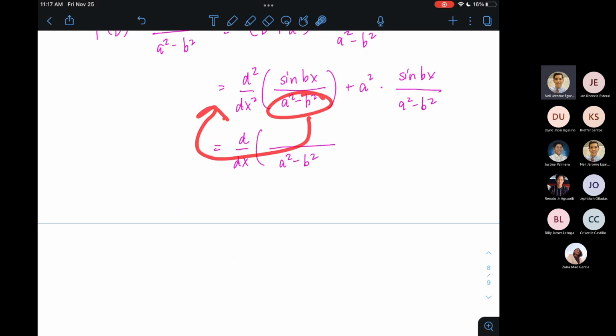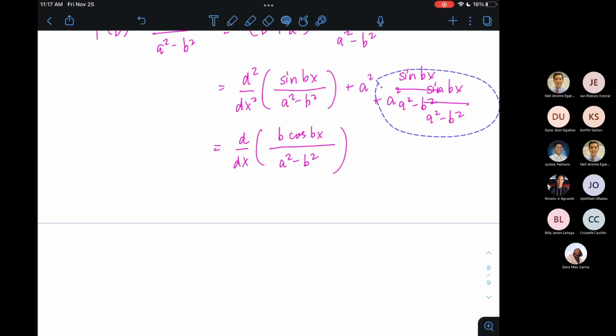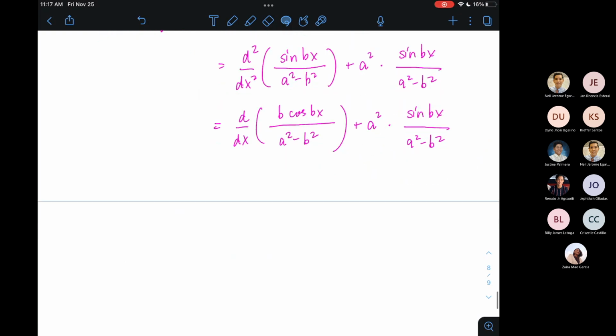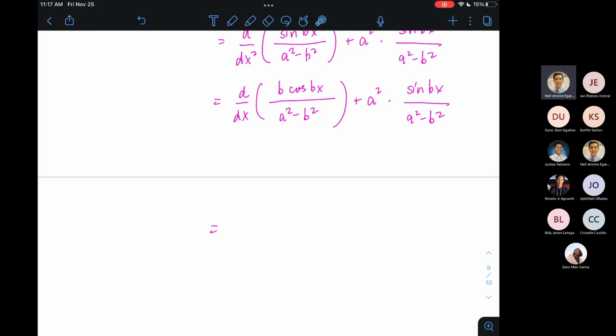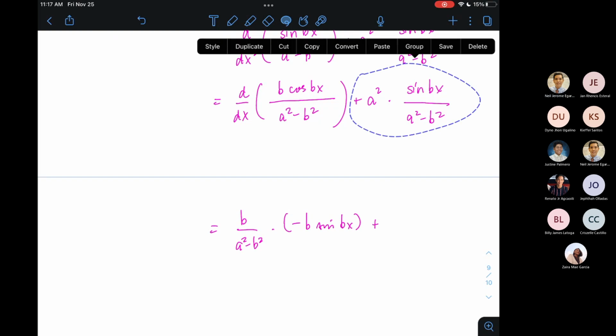You could have written it out of the differentiation process right away, but I just kept it here. Then it's just the derivative of sine bx. The derivative of sine bx is b cosine bx, since b is just a constant. And then I'll copy this over. Then I need to differentiate again. If I differentiate that, I will have b over a squared minus b squared outside, times the derivative of cosine bx, which is negative b sine bx, plus this term.